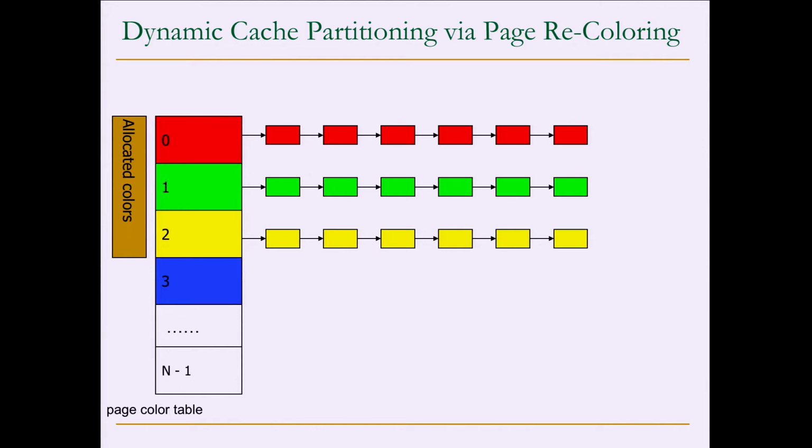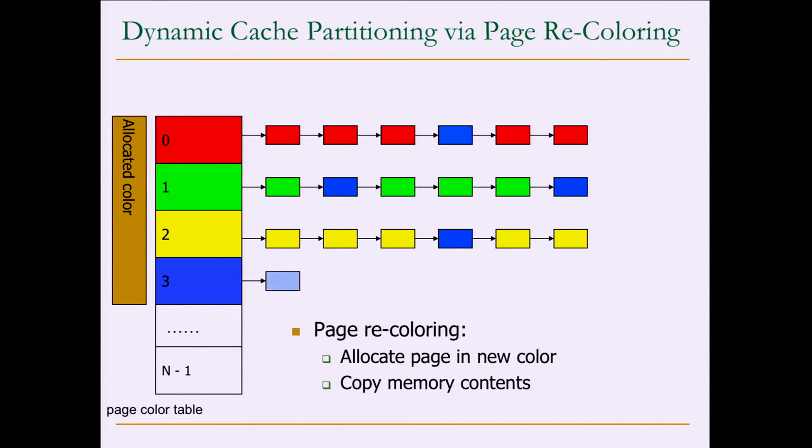You have an equal number of pages in each color. Now you're monitoring your cache, and you decide to allocate one more color to this application. What do you do? Well, this is a lot of data movement, right? You can pick these pages and reallocate them to this color. Now, what does that mean? You really need to move those pages.